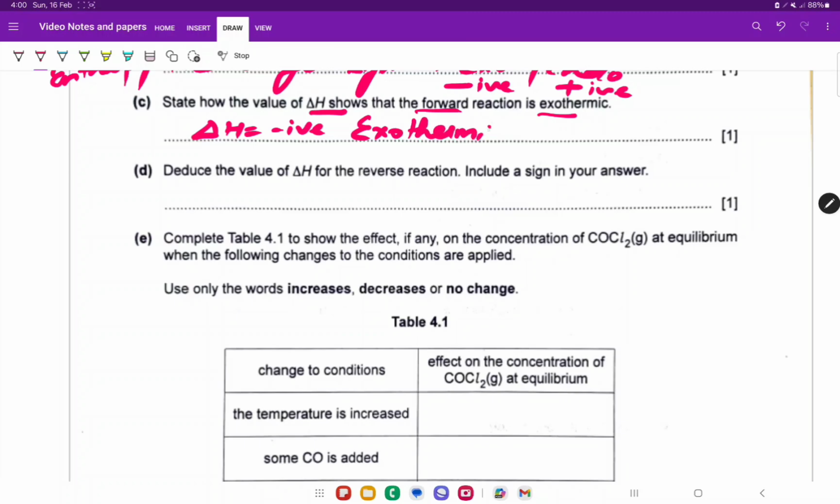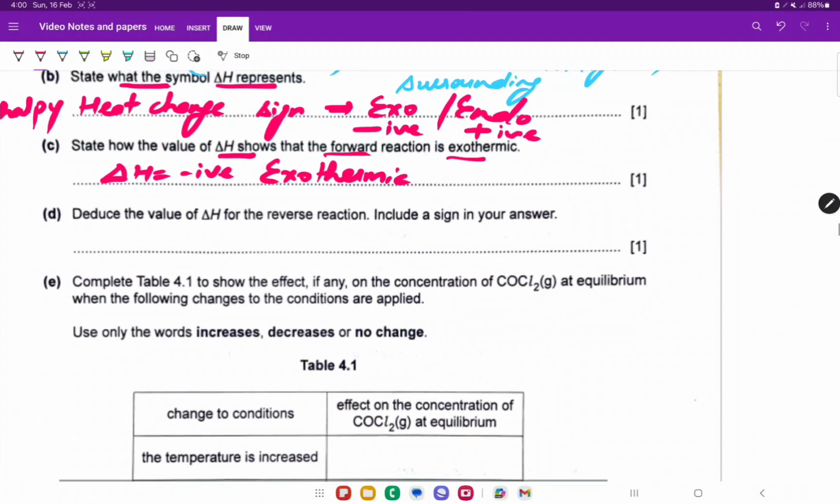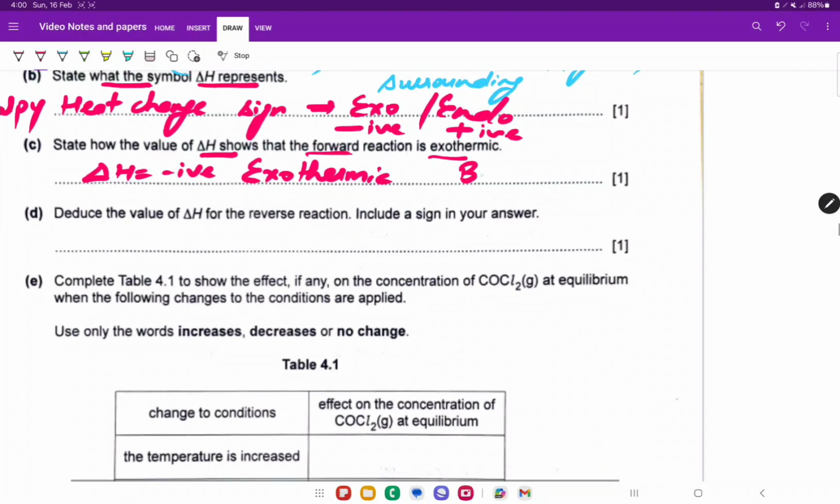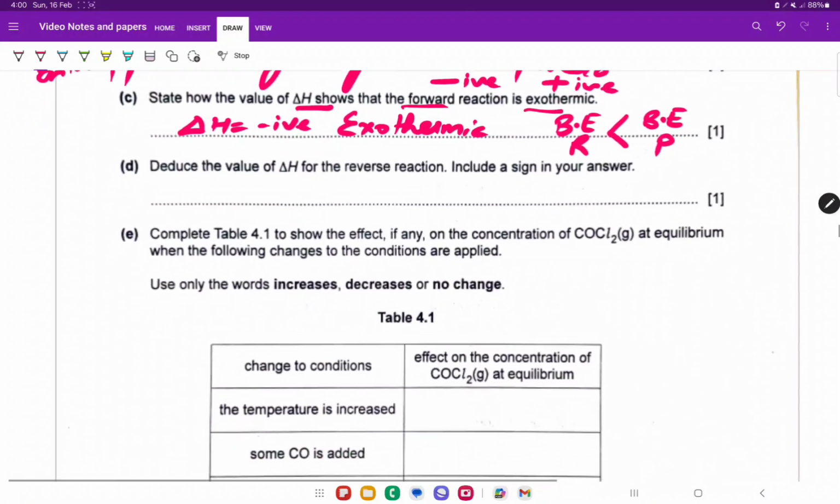And why is a reaction exothermic? The reason is that the bond energy required for breaking the bonds in the reactants is less than the bond energy released during bond formation of the products. Bond breaking requires less energy and bond formation gives out more energy, so the reaction is exothermic in nature.